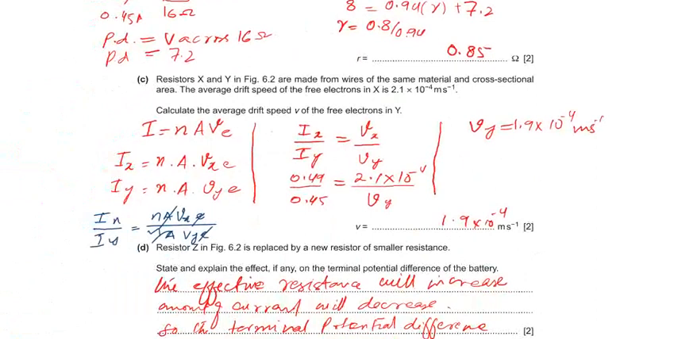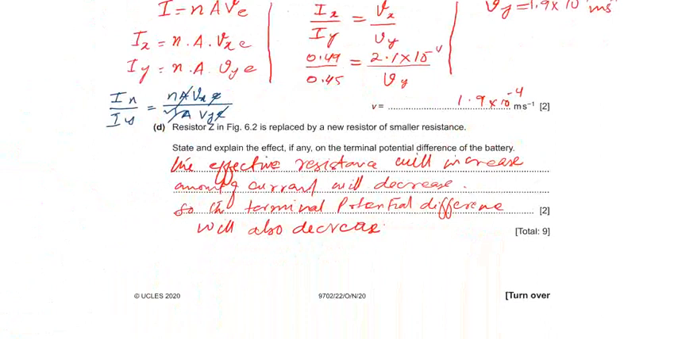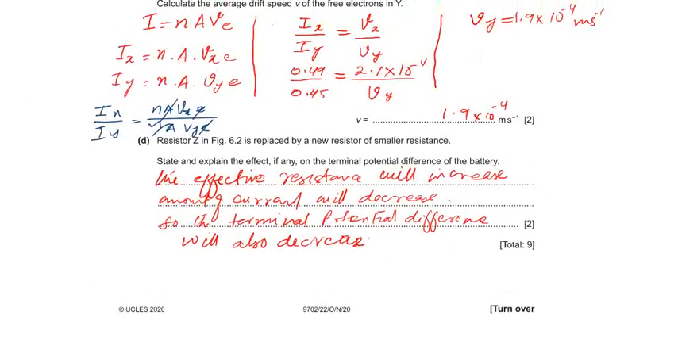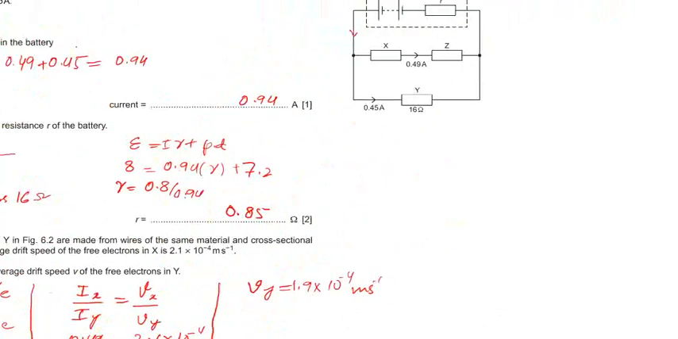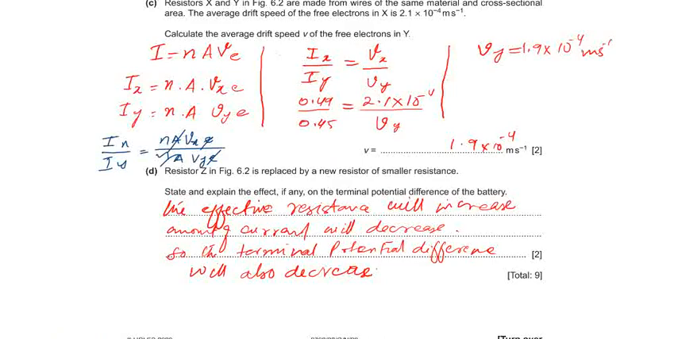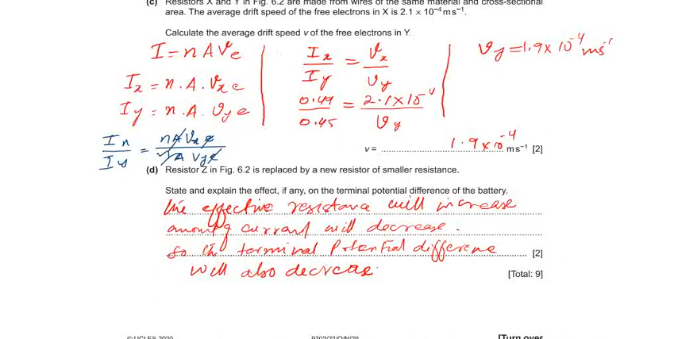Resistor Z is replaced by a new resistor of smaller resistance. State and explain the effect on the terminal potential difference across the battery. So Z is replaced by another resistance which is smaller, so the effective resistance decreases. If the effective resistance decreases, the total current will increase because they are inversely proportional, and when the current increases, the potential difference across the internal resistance increases. Therefore, the terminal potential difference will decrease.